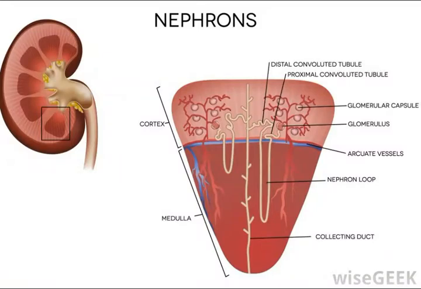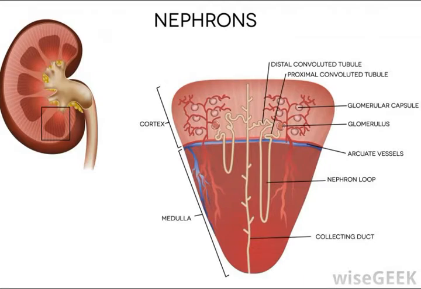The proximal convoluted tubule, PCT, is a small tubular structure within the nephron of the kidney. The PCT connects Bowman's capsule with the proximal straight tubule, and it is essential for the reabsorption of water and solutes from filtrate within the nephron.